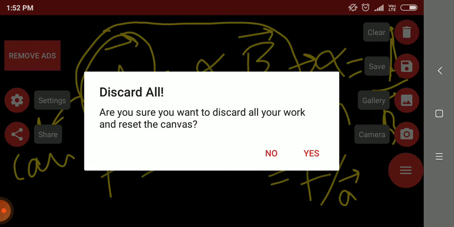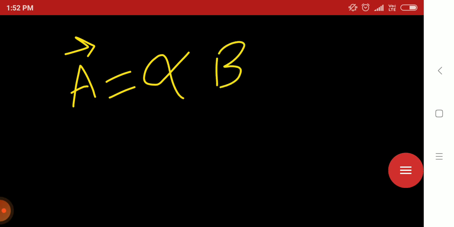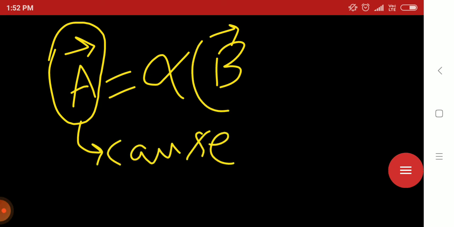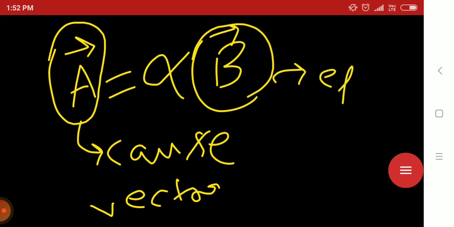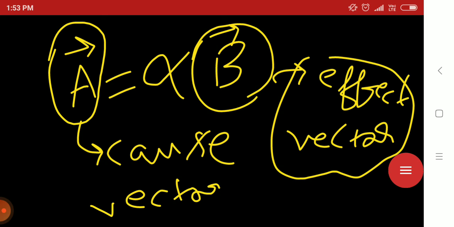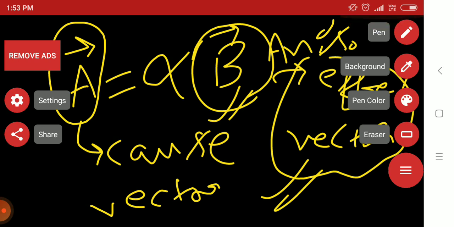So in the case of this tensor relation in an anisotropic medium, let me write in a clear space. In the case of an anisotropic medium, when we write such a relation A equals alpha into B vector, A is written as the cause vector, and B is written as the effect vector. So if the medium is anisotropic, that is non-isotropic, then the effect vector produced will not be in the same direction as the cause vector. I am discussing this by F equals ma.